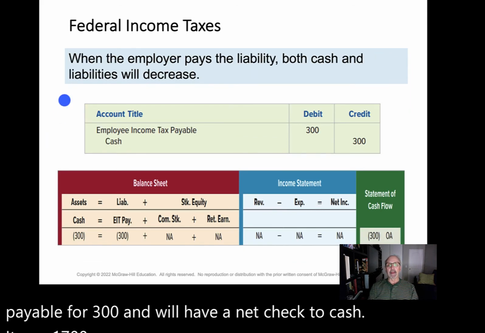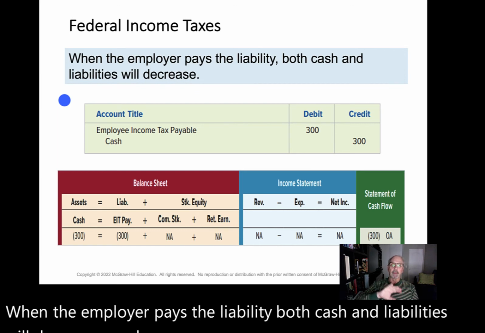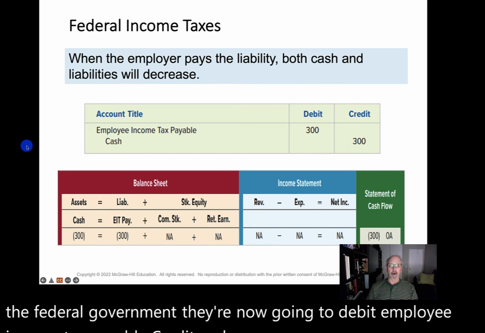When the employer pays the liability, both cash and liabilities will decrease. So when the company sends the income tax to the federal government, they're now going to debit employee income tax payable, credit cash, and send the check off.